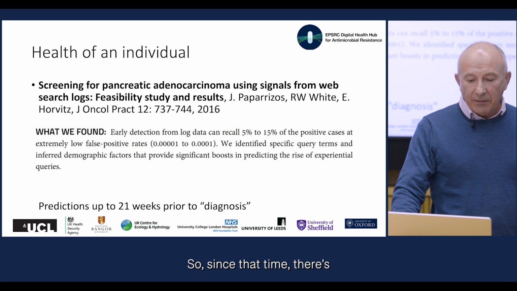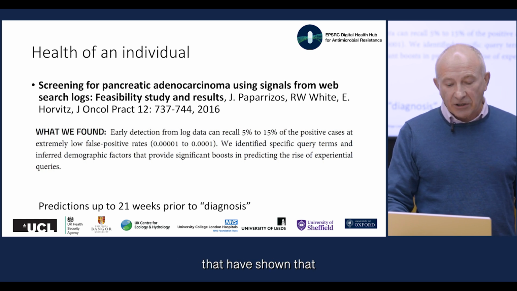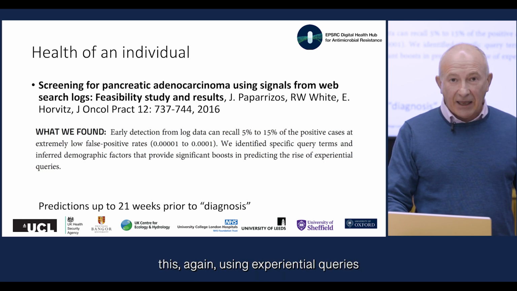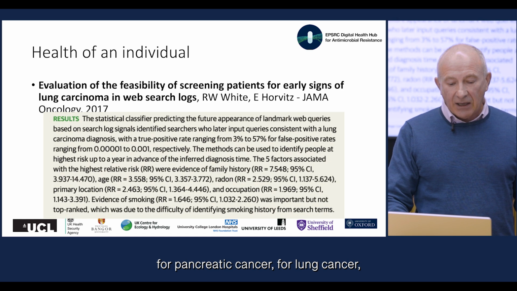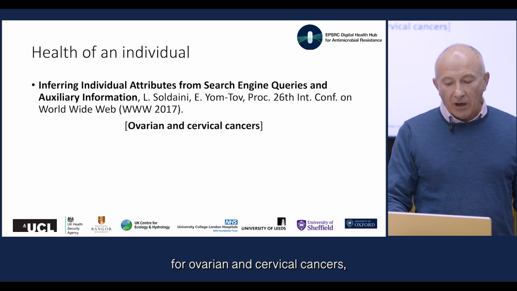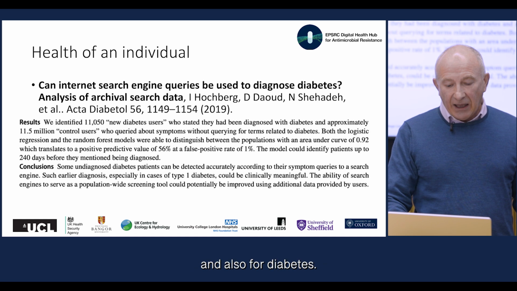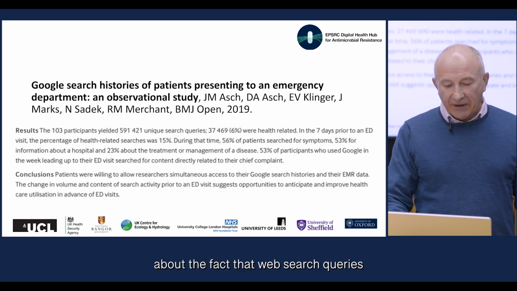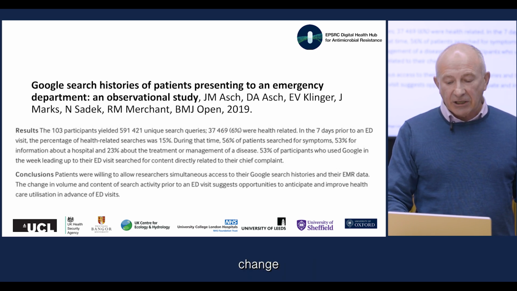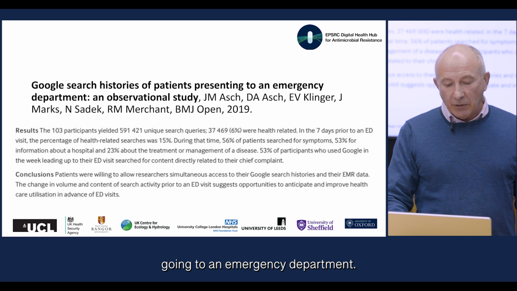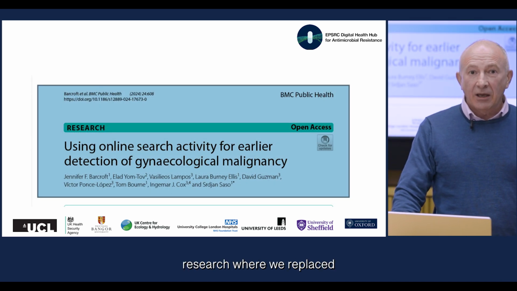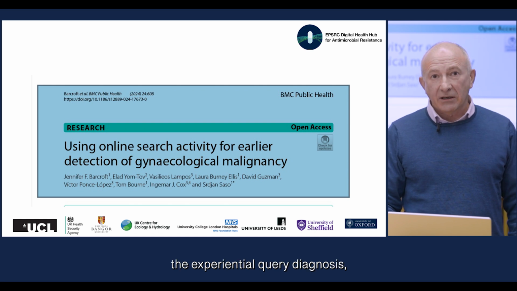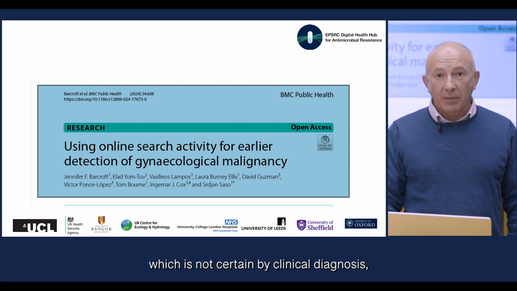So since that time, though, there's been a number of other works that have shown that you can do this again using experiential queries for pancreatic cancer, for lung cancer, for ovarian and cervical cancers, and also for diabetes. We've also talked about the fact that web search queries change just before going to an emergency department.